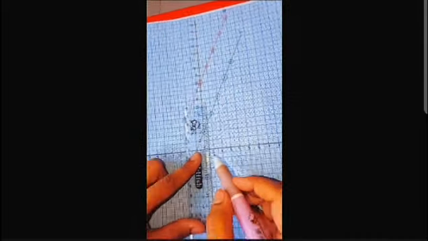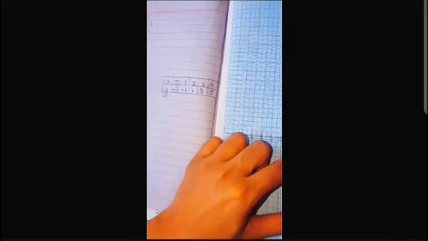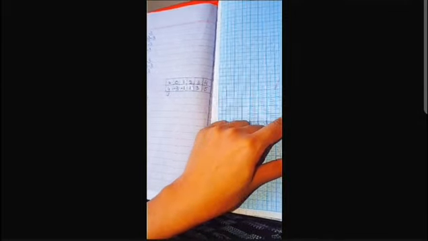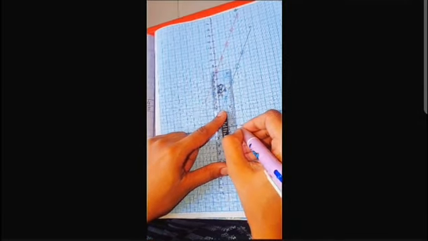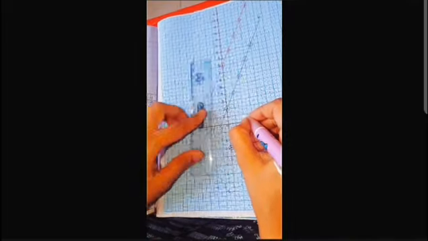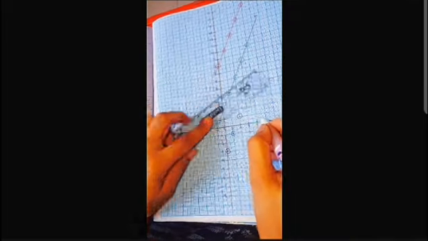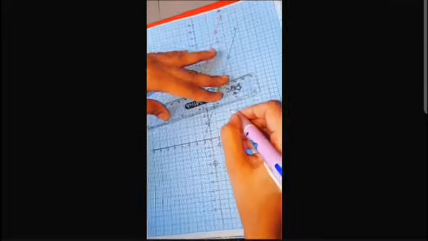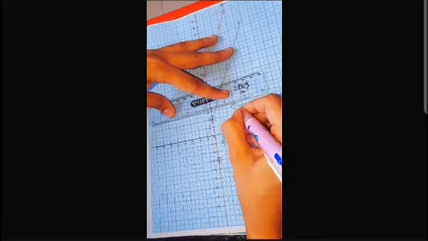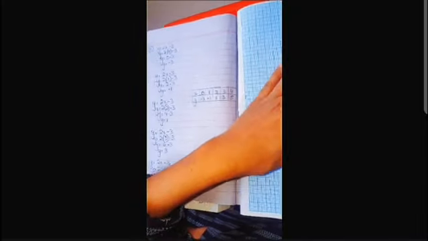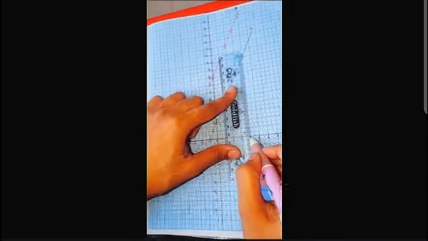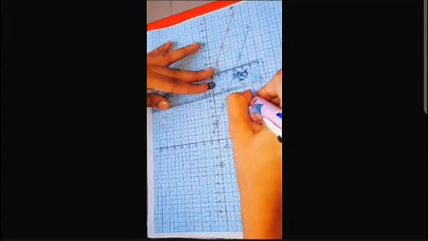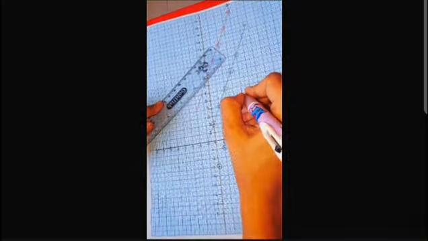And the second point is when x is 1, y is negative 1. When x is 2, y is 1. So on 2 from x-axis and 1 from y-axis I am taking this. When x is 3, y is also 3. So see, x is 3 and y is also 3. I am marking this point. And when x is 4, y is equals to 5. So from 4 from x-axis and 5 from y-axis I have marked this point.